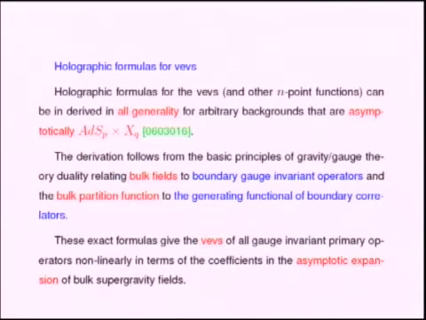So in particular, what we did was derive holographic formulas for the VEVs in all generality for backgrounds which are asymptotically AdS_p cross X_q. We start from these basic principles of gauge-gravity duality, relating the bulk fields to the boundary gauge invariant operators, relating the bulk partition function to the generating functional of the boundary correlators. And we got exact formulas that give the VEVs of all the primary operators non-linearly, precisely in terms of the coefficients in the asymptotic expansion of the bulk supergravity fields.